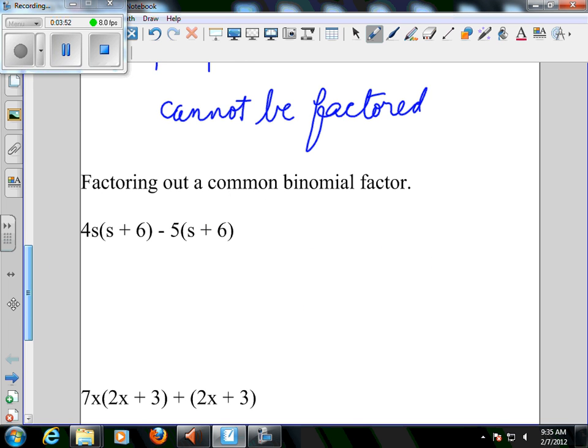Okay. Next. We have some problems here where we want to factor out a common binomial factor. Now, binomial means 2 terms. So we want to see, are there 2 terms that are common to each of these other terms here? And you notice s plus 6 is part of both of these. So we're going to consider that to be our GCF.